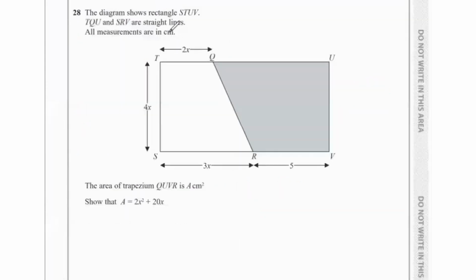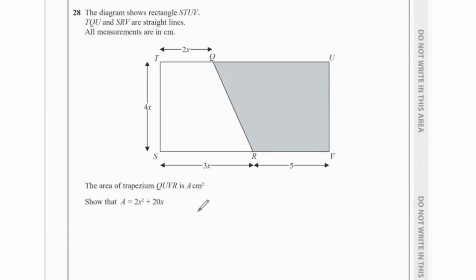This question says that the diagram shows rectangle STUV, TQU and SRV are straight lines. All measurements are in centimeters. The area of trapezium QUVR is A centimeters squared. So that A equals 2x squared plus 20x.